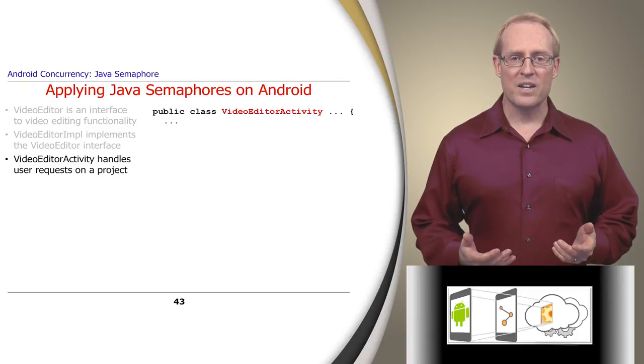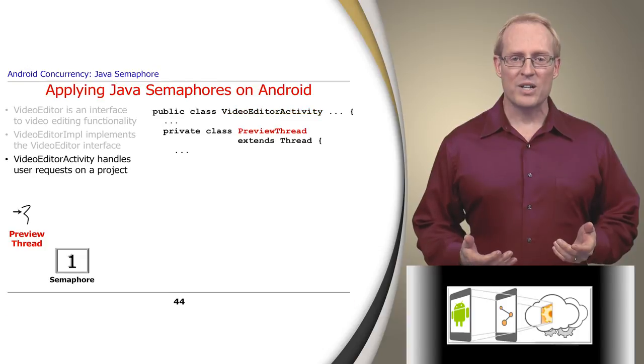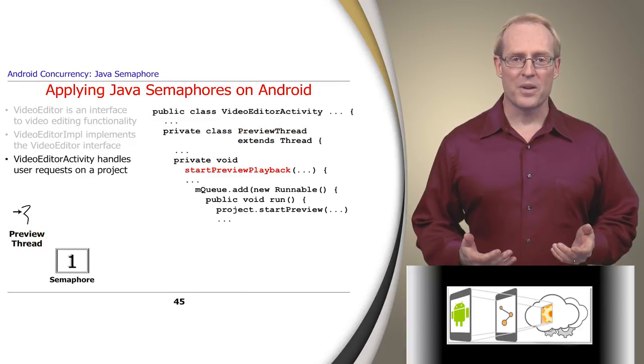The video editor activity is the main activity of the video editor. It handles user requests on a project timeline, as shown at this path name. It contains a private class called PreviewThread that extends thread and starts preview playbacks in the background. When a preview playback runs, it calls the video editor Impl start preview method, which acquires a semaphore lock to ensure only one preview runs at a time.